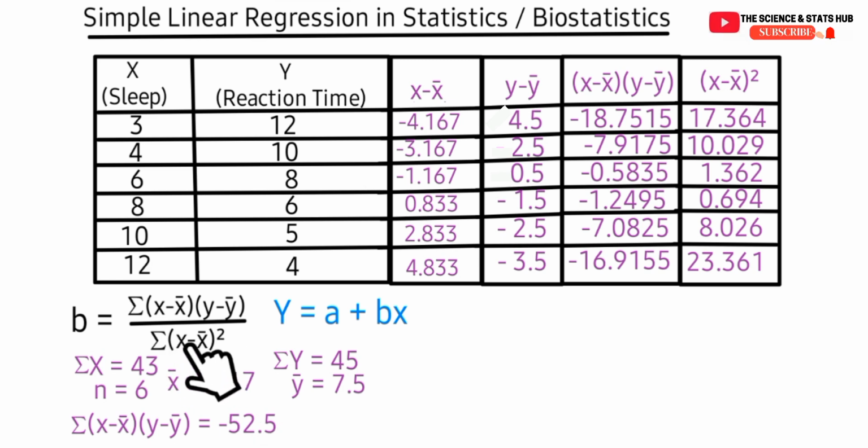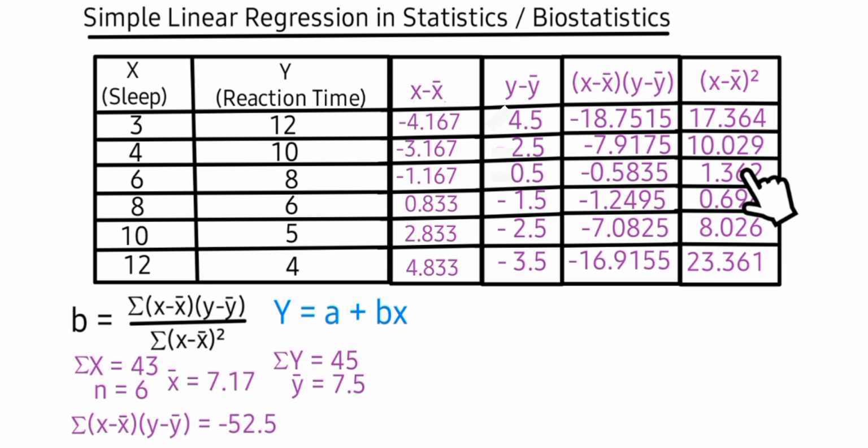On this part we have summation x minus x mean all squared, so we are expected to add up all these values, 17.364 plus this plus this plus this plus this plus this, 60.836.